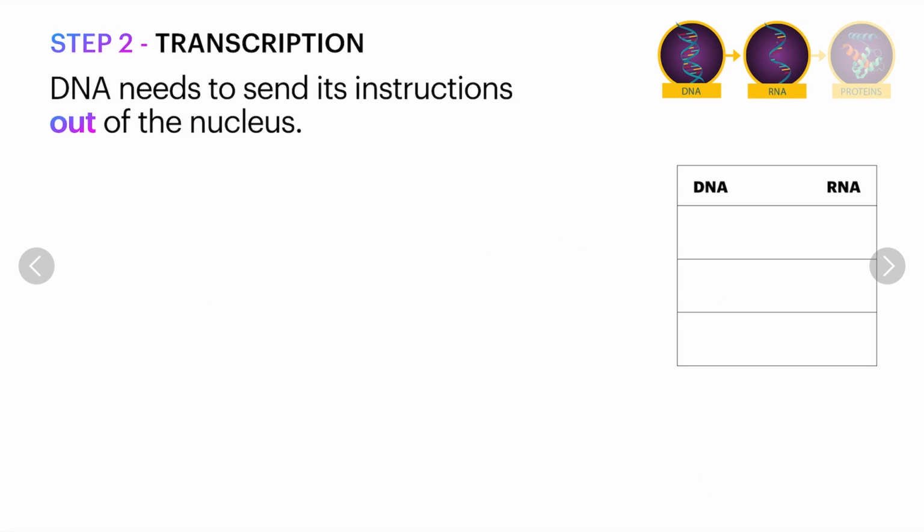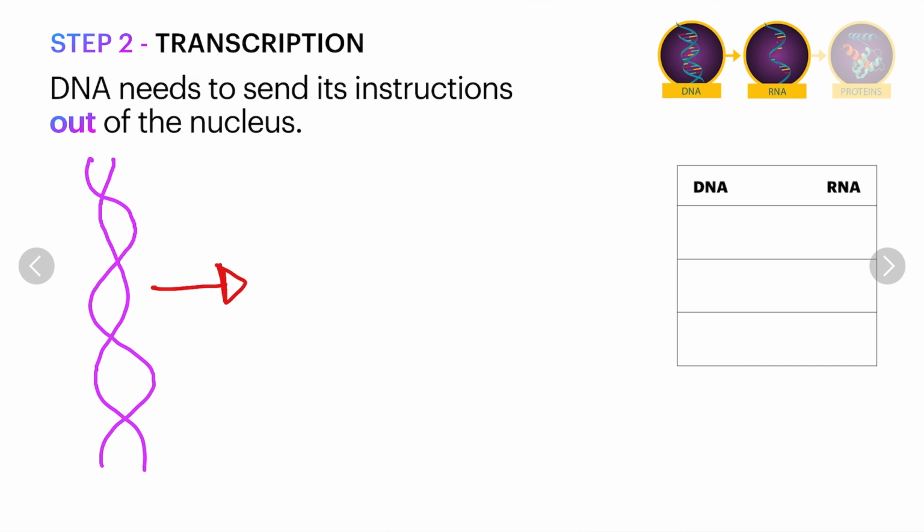So in the next step, we have a cell and it's now ready to do its job. And so it needs to make some proteins. And so the first step it needs to do is the DNA needs to send its instructions outside of the nucleus. The DNA can't leave the nucleus, but all the stuff that makes proteins are located outside the nucleus. And so DNA is going to use a very similar structure called RNA. And that's this blue strand here.